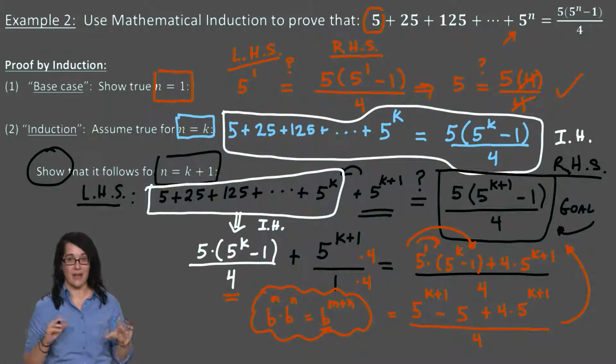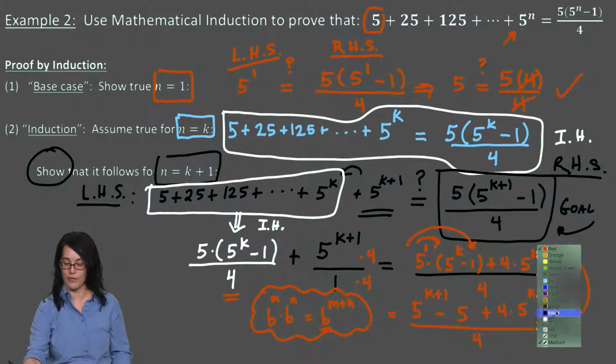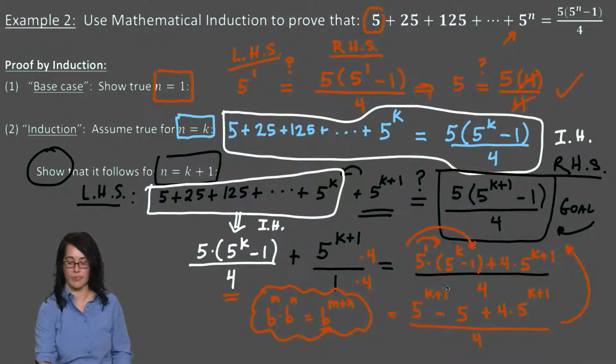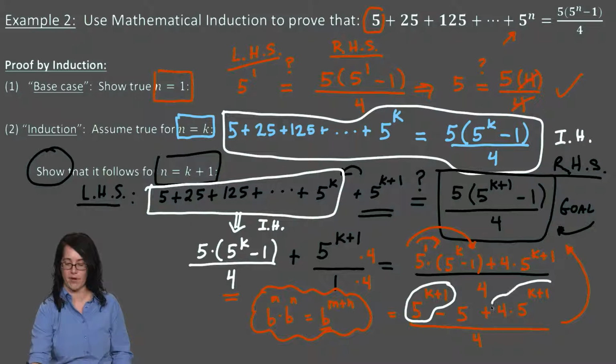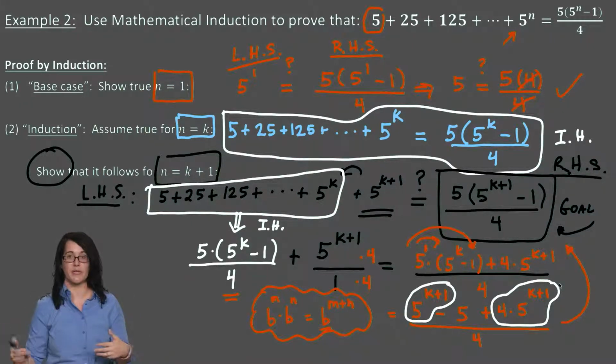Well, we need to remember how to combine like terms, right? If you have the same base and the same exponent, these are like terms. And I claim that I have 2 like terms. Can you spot them in the numerator? Here I have 5 to the k plus 1, and here I have 4 copies of 5 to the k plus 1. If you think of that as x, you have x plus 4x. What would you normally do? You'd add the coefficients, wouldn't you? 1 plus 4 is 5. In other words, you have 5 copies of 5 to the k plus 1.